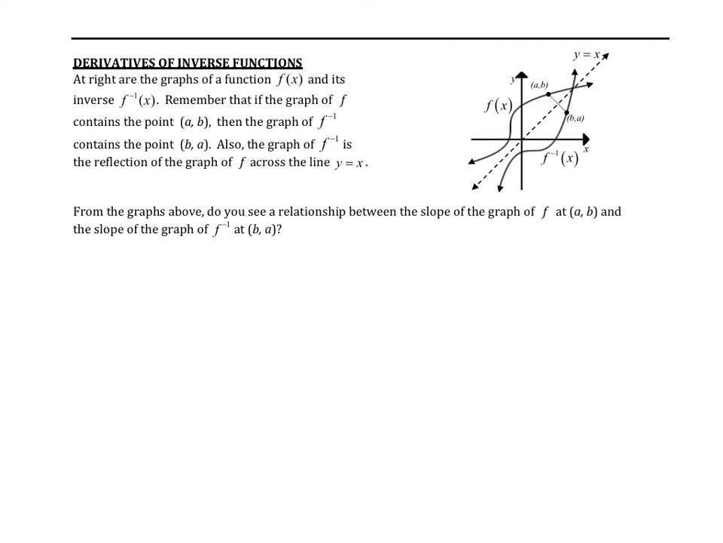We also know that the domain of f of x will be the range of the inverse, and the range of f of x will be the domain of the inverse. So essentially, we can take any point, (a, b), in my original function, and it will become the point (b, a) in my inverse function. Okay, so what we're going to try to look at now is the relationship of the derivatives of the inverse.